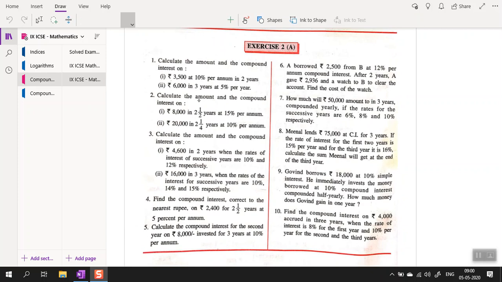Calculate the amount and compound interest on, let me take black one. Calculate the amount and compound interest on rupees 8,000, which is the principal, in 2.5 years, which is time, at 15% per annum rate.